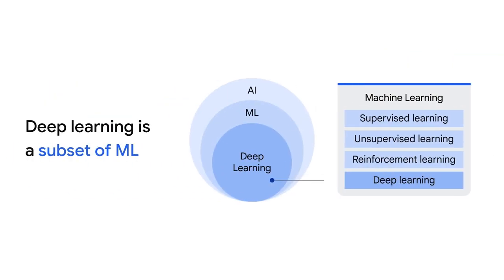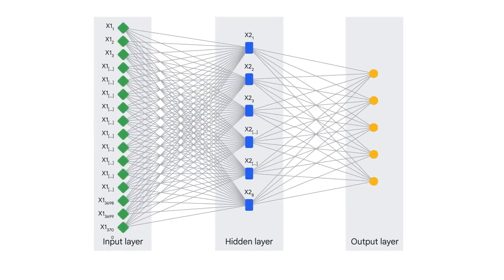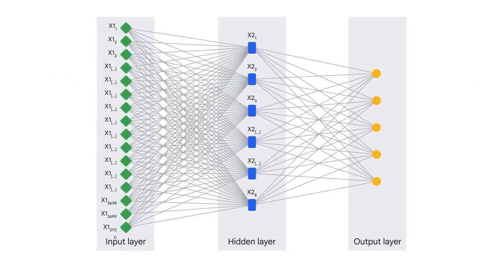Now that we've explored the difference between artificial intelligence and machine learning, and supervised and unsupervised learning, let's briefly explore where deep learning fits as a subset of machine learning methods. While machine learning is a broad field that encompasses many different techniques, deep learning is a type of machine learning that uses artificial neural networks, allowing them to process more complex patterns than machine learning. Artificial neural networks are inspired by the human brain.